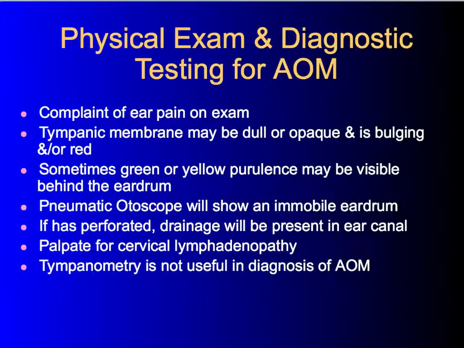Sometimes there's green or yellow purulence that can be visible behind the eardrum. The pneumatic otoscope will show an immobile eardrum. If the eardrum is perforated, drainage will be present in the ear canal, and you can palpate for cervical lymphadenopathy. Tympanometry is not useful in diagnosis of acute otitis media.